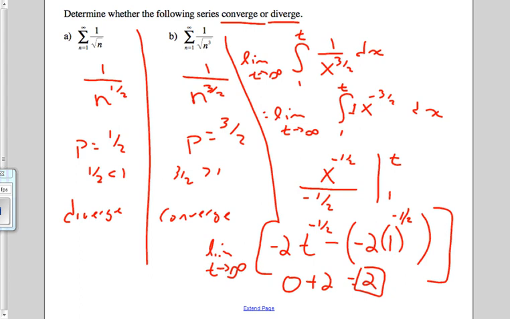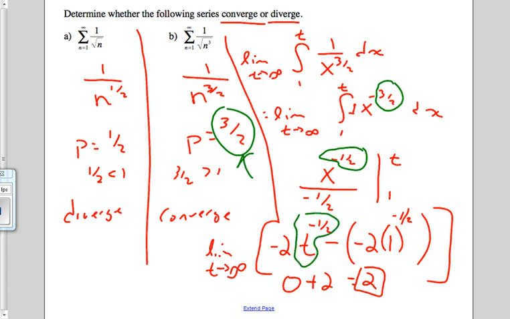The idea being, as long as your p-value, 3/2, and here it became negative 3/2, as long as that value is more than 1, when you integrate, it's going to integrate to a negative exponent. And the fact that it integrates to a negative exponent means that when we let t get toward infinity, it's going to be infinity raised to a negative exponent, which is going to make that go away.